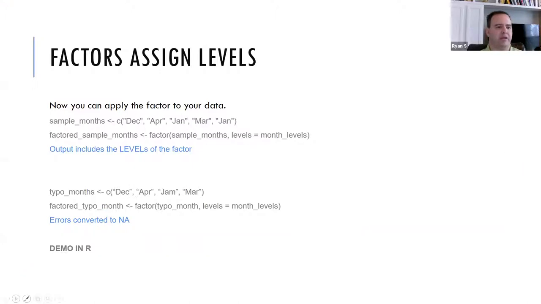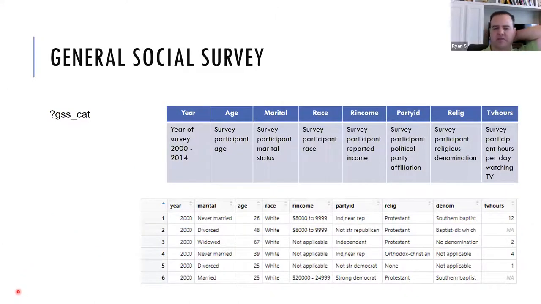So then going back here to the next one, most of what comes in this chapter comes from the general social survey, which you can look at by GSS_cat. It's loaded in with the tidyverse. If we take a look at the columns of this data, there's 8 columns: year is the year of the survey, age is the survey participant's age, marital is their marital status, race, R income is the reported income, party ID has to do with their political party affiliation, relig is their religious denomination, and then TV hours is the number of hours per day that they watch TV. You can see an extract of this down here. Pretty straightforward.